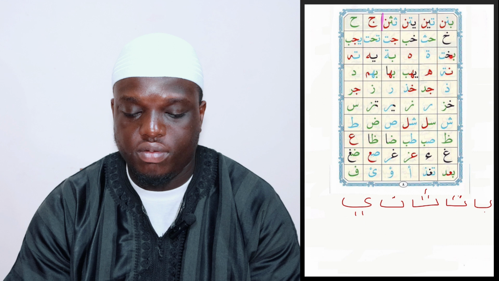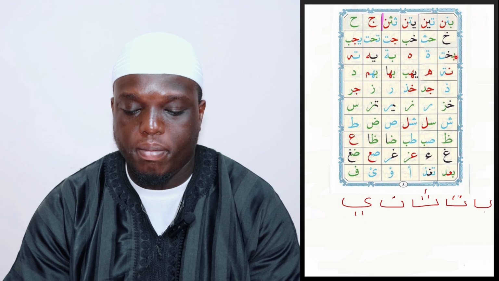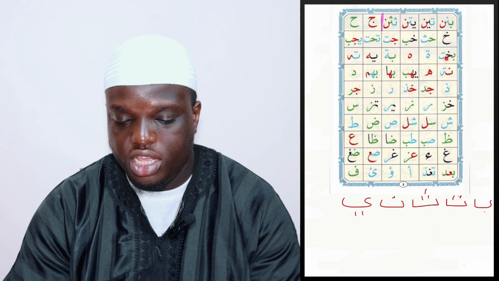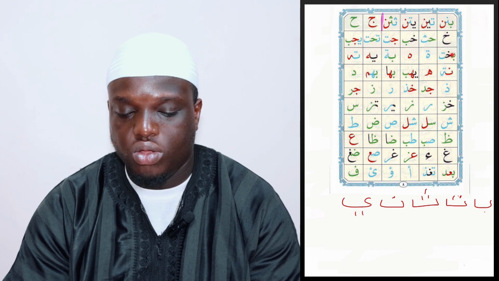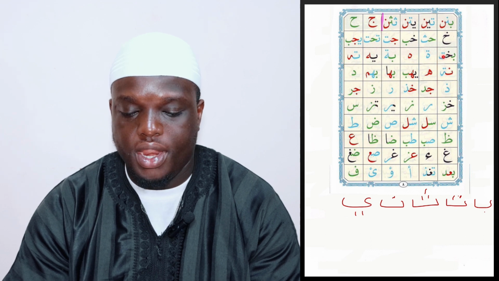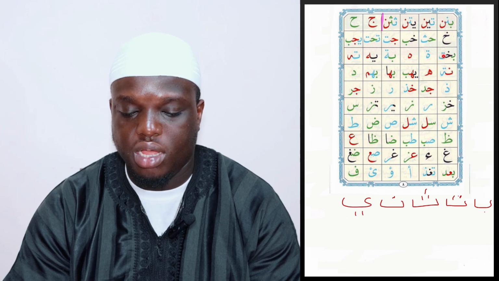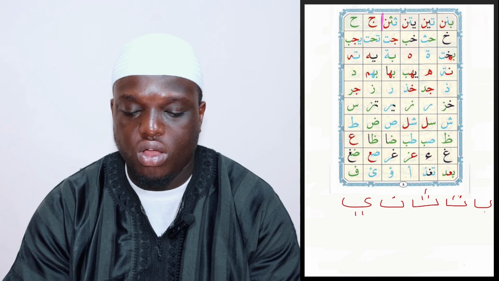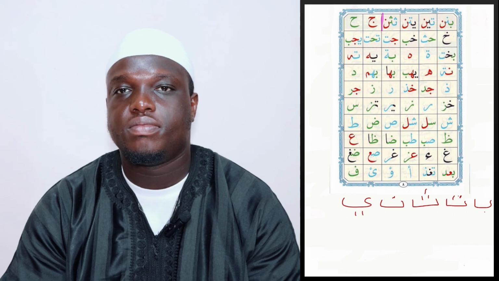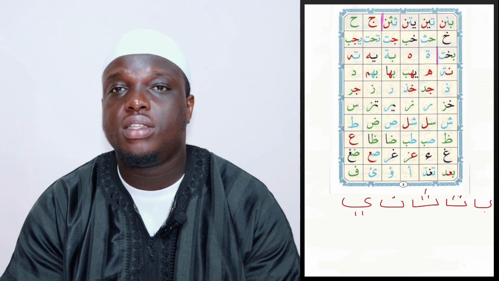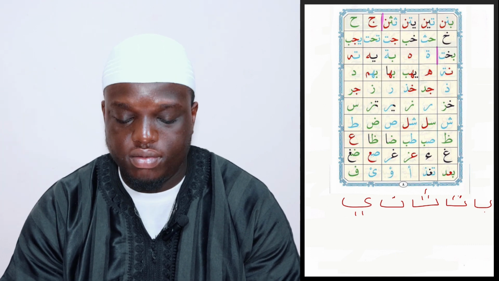Next one we have. First letter is ba. We have the Jim shape, but it has a dot on top. So we pronounce it as kha, ba, kha. And then two dots above is what? Da. So ba, kha, da. All right. Mafhum? Understand? Comprende?